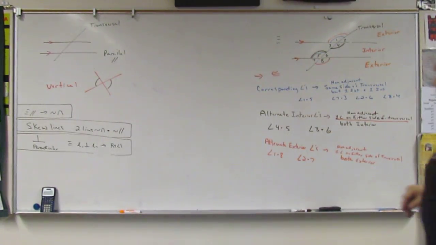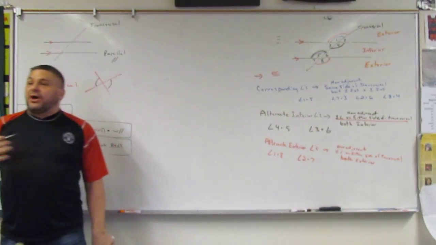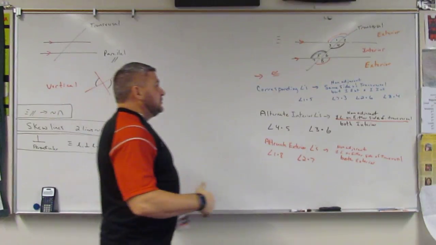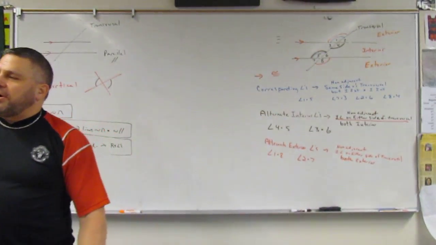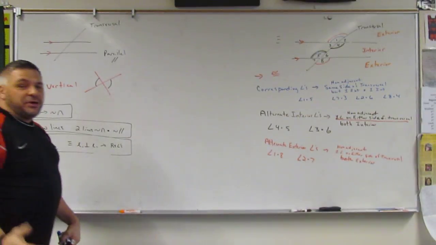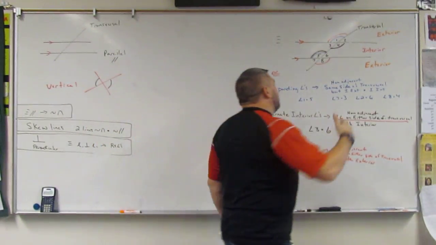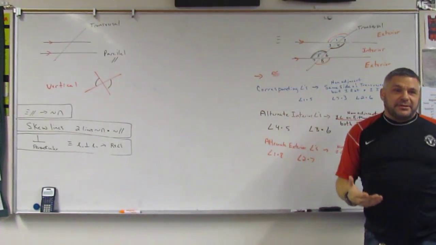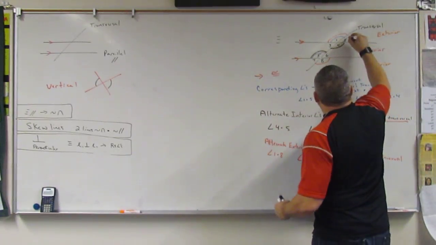Alright, so we talked about corresponding angles, alternate interior, alternate exterior, and those are the ones that are congruent if they're parallel. But let's talk about some things that are a little bit different than congruent. Remember, the whole reason we came up with congruency is because of the vertical angles. These vertical angles are congruent, right? And these vertical angles are congruent.